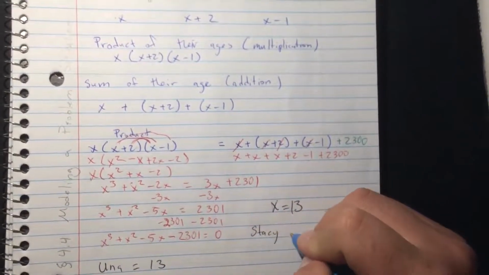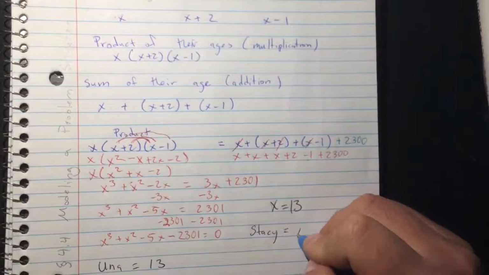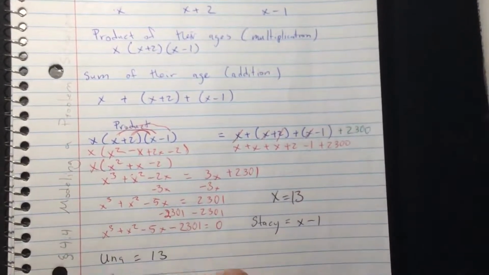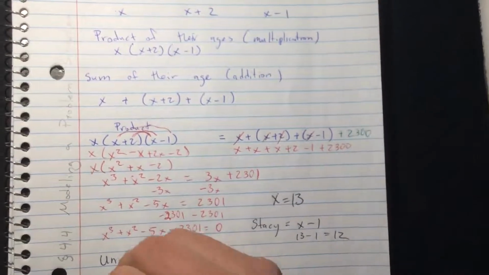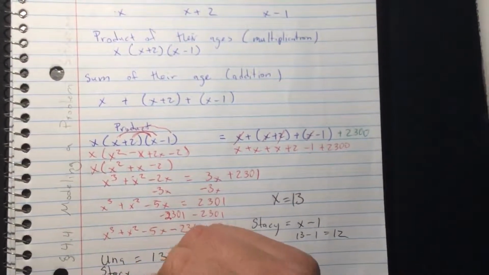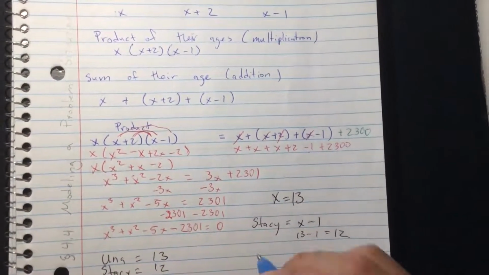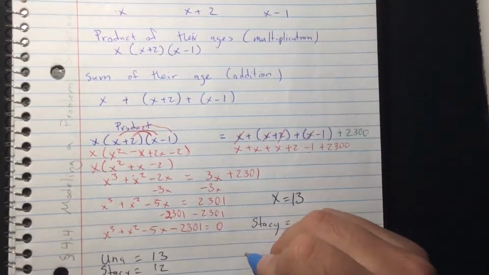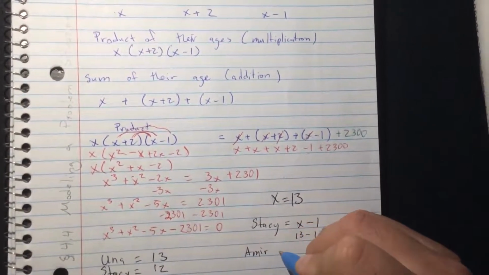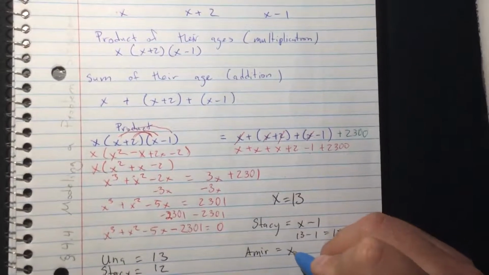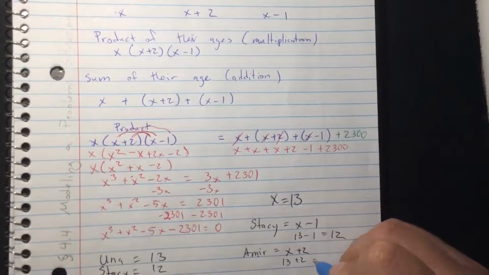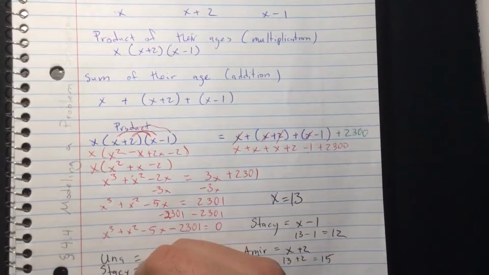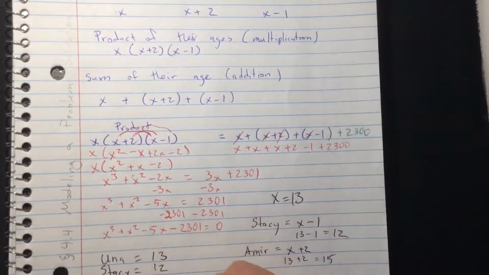Stacy was equal to Una's age minus 1. So if we had 13 minus 1, this would equal 12. So Stacy is equal to 12. And last but not least, we have our Amir was equal to Una's age plus 2. So it'd be 13 plus 2, which is equal to 15. So Amir's age was equal to 15.